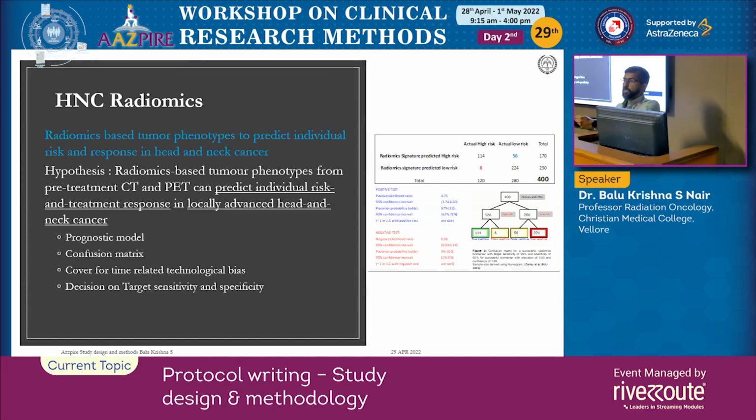But if I'm going to do a dose de-escalation with the prediction model, I am actually going to leave out some treatment for the patient. Then the prediction model has to be powerful. It has to be very specific. So depending on how you're going to use the tool, the specificity and sensitivity of the model has to be decided, and based on that, you have to do the modeling. That is what we did in this radiomics study.